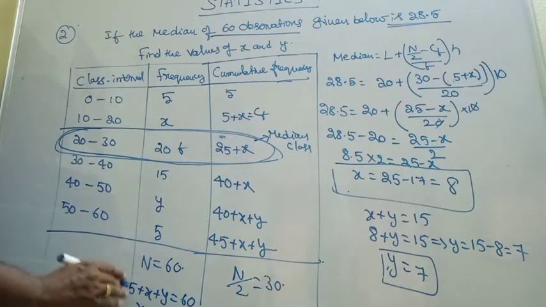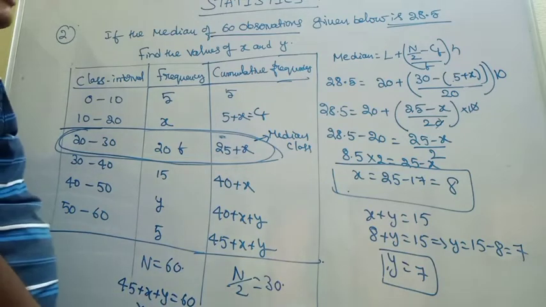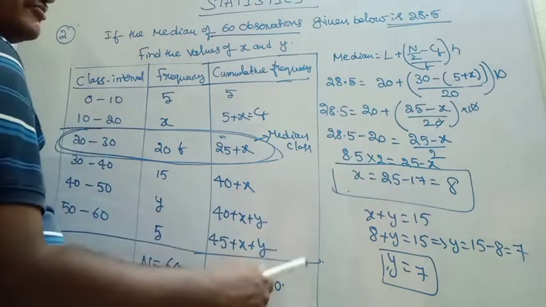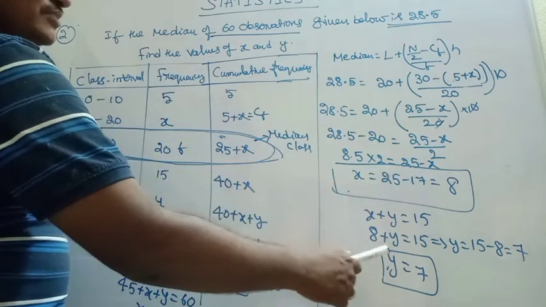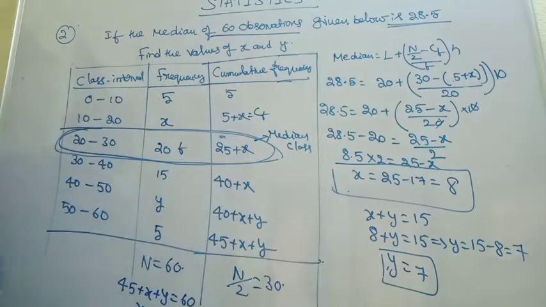That's why x plus y is equal to 60 minus 45. That is, x plus y is equal to 15. Now x plus y equal to 15, and you know the x value and y value, you will get it as 7. Right, my dear students? This is the way you will do this beautiful problem.